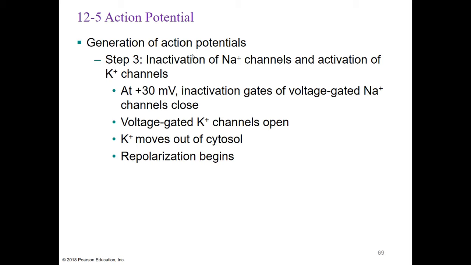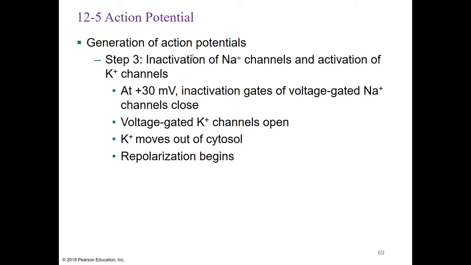Step three, inactivation of sodium channels and activation of potassium channels. So once we go all the way up, we saw that we were just at positive 10. Once we go up, the highest we can go is positive 30. So we're going to top out at positive 30. When we get to positive 30, inactivation gates of sodium channels close. Voltage-gated potassium channels will then open and potassium will move out.